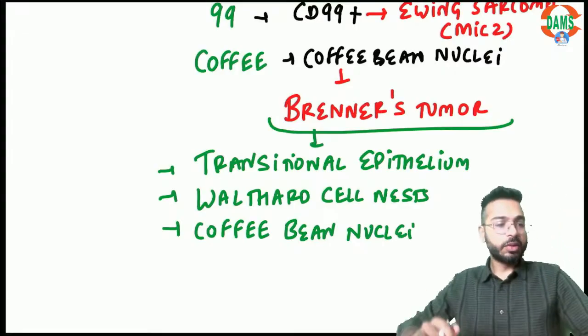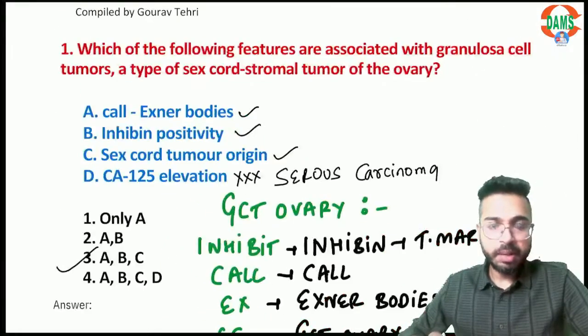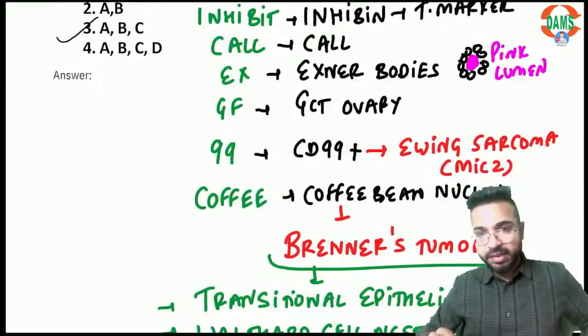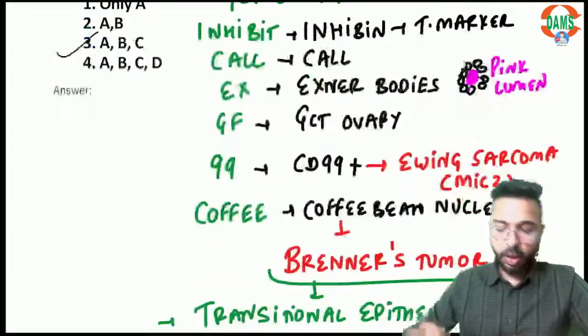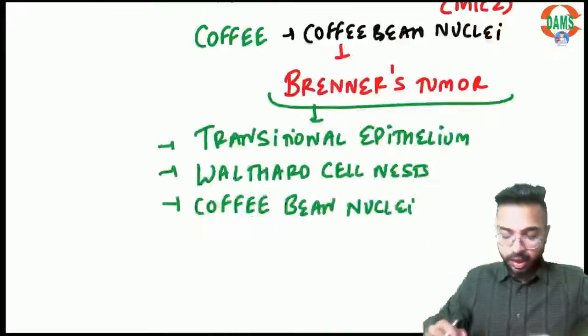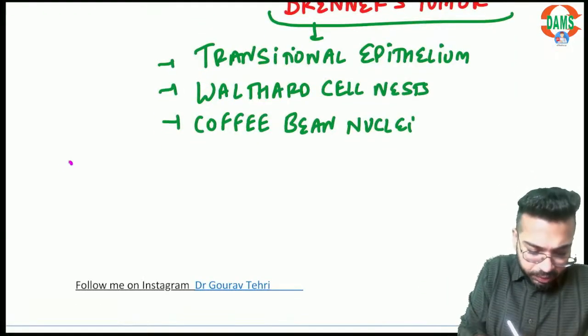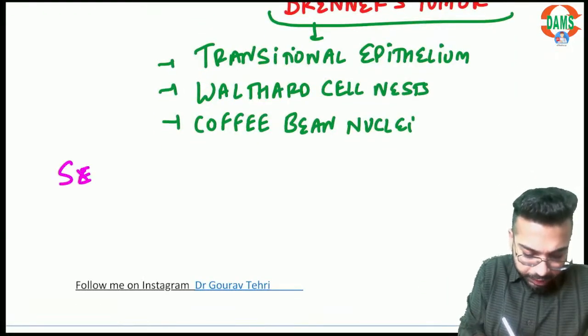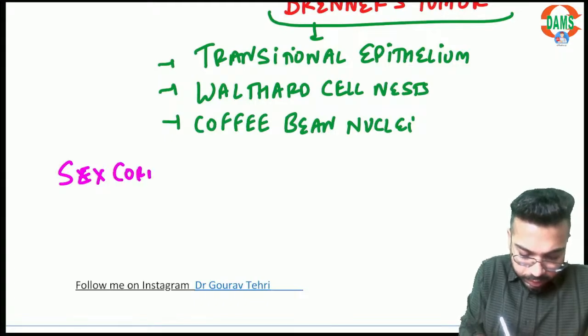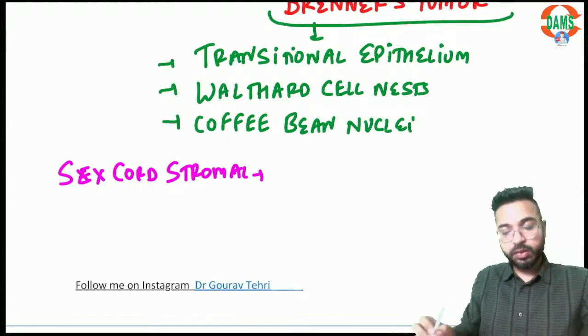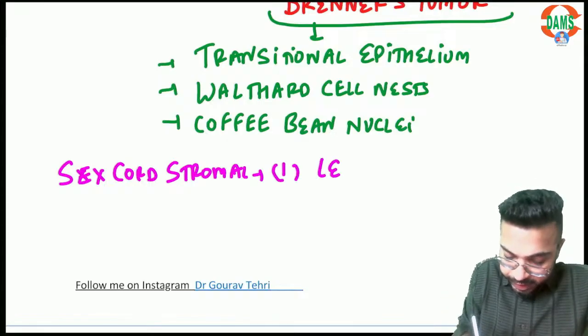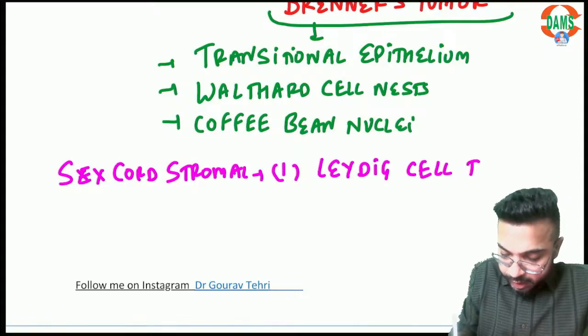So this was the question where they asked about granulosa cell tumor ovary, and for next year, please remember these were all the probable questions. If you talk about other sex cord stromal tumors, they can also ask about the main one, the Leydig cell tumor. This is again their favorite one.